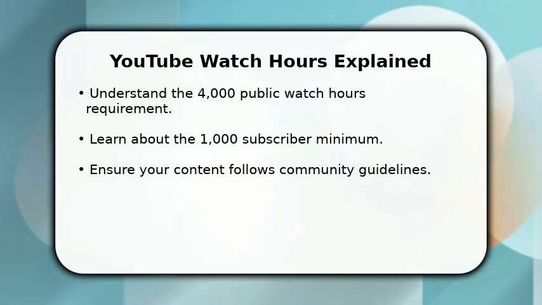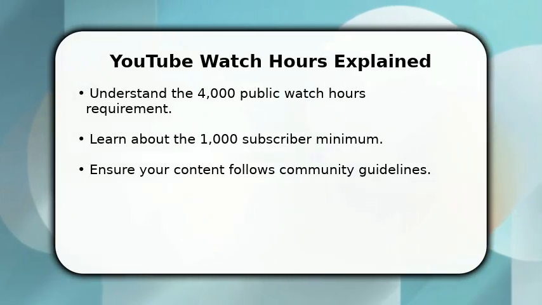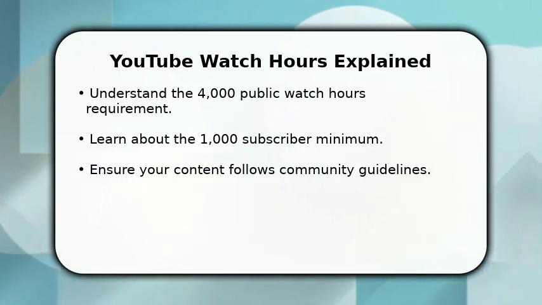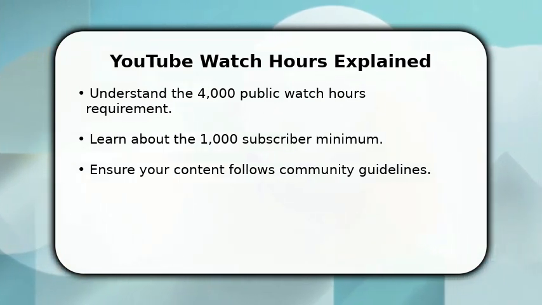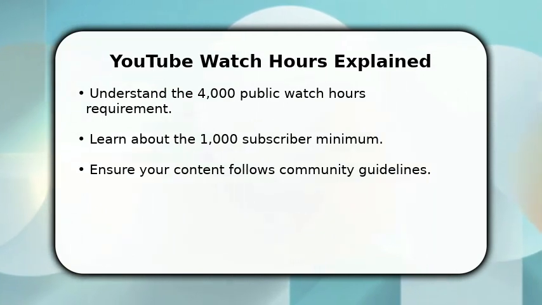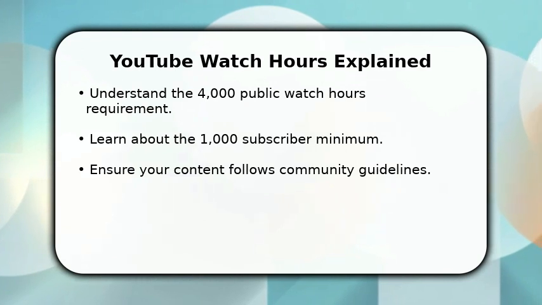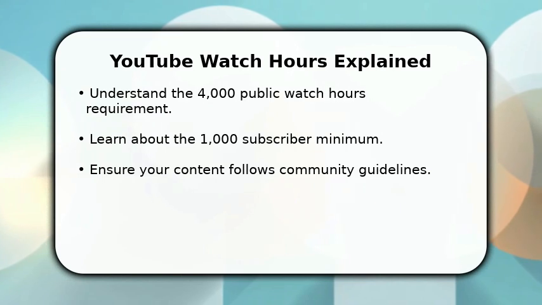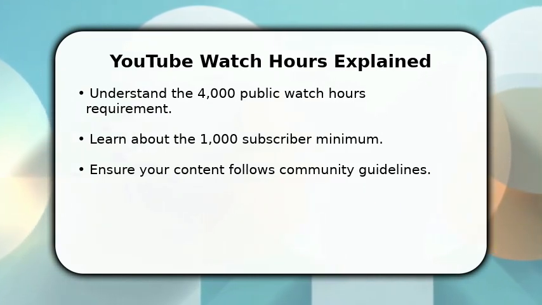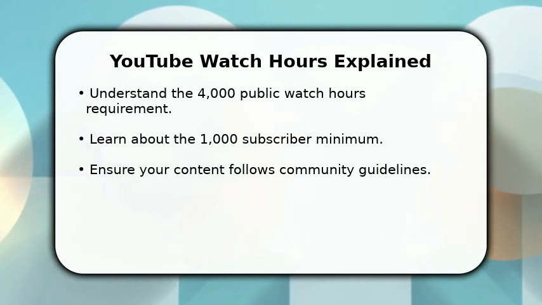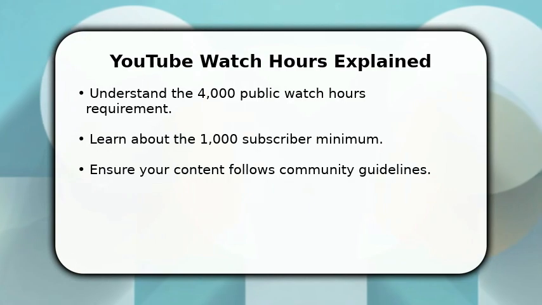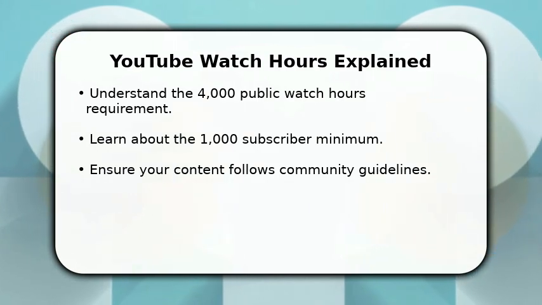In this video, I will explain how to get YouTube public watch hours. To begin, you need to accumulate 4,000 valid public watch hours and gain 1,000 subscribers. It's crucial that these hours come from public videos, not private or unlisted ones. Also, make sure all your content adheres to YouTube's community guidelines and monetization policies. Meeting these foundational criteria is your first step towards potential monetization.